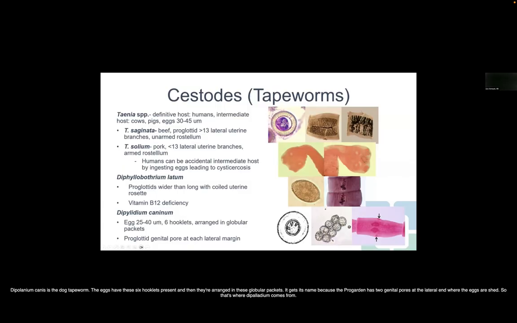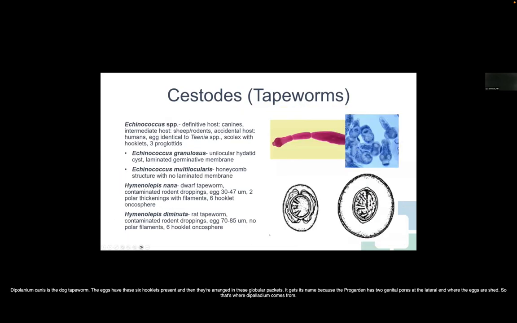Dipylidium caninum is the dog tapeworm. The eggs have these 6 hooklets present, and then they're arranged in these globular packets. It gets its name because the proglottid has 2 genital pores at the lateral end where the eggs are shed. So that's where Dipylidium comes from.